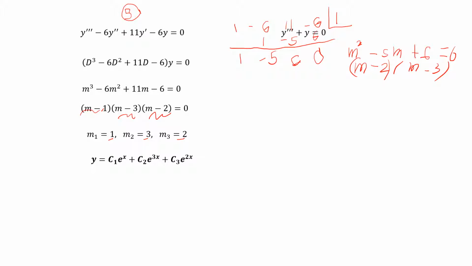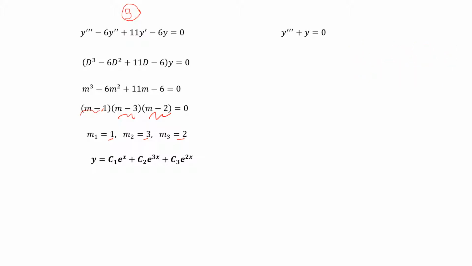Another example is this: y triple prime plus y is 0. Rewrite this in operator form. So you have D cubed plus 1, y equals 0. Replace D by m, so m cubed plus 1 is 0.